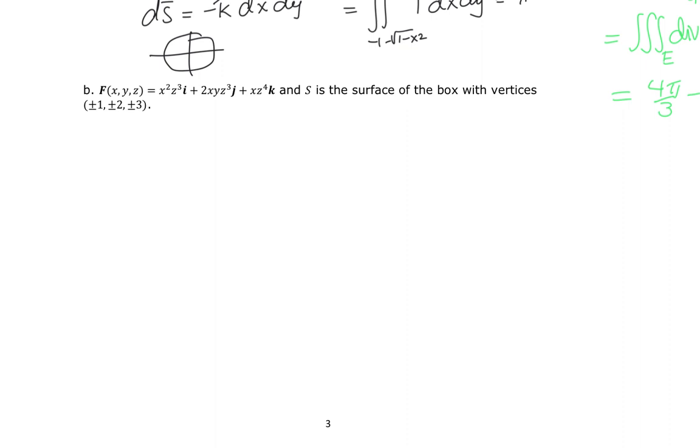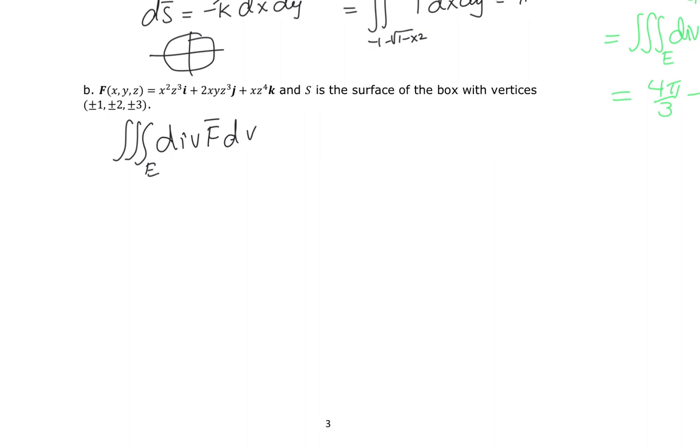For part B, this is just a box with those vertices. And because it's a box with those vertices, I can go right to the divergence theorem, and I'm going to use the divergence theorem. And it's going to be lovely. I'm going to do the triple integral over the solid region E of the divergence of F dV. I'm just going to make sure I got my orientation right, which it probably will be okay.